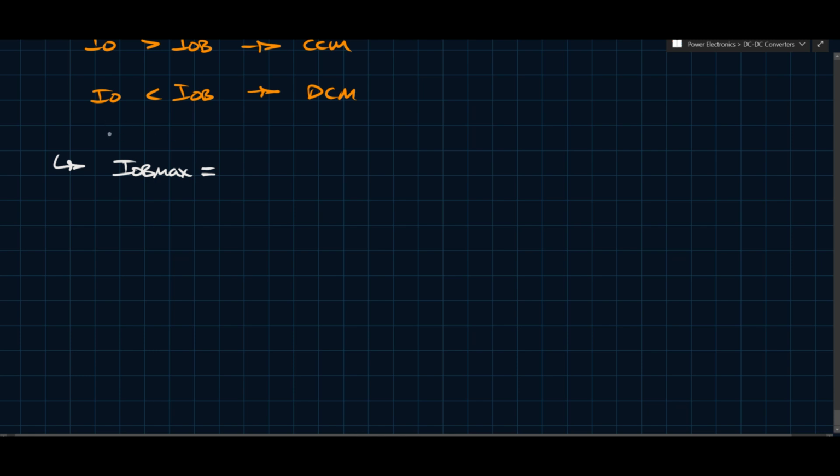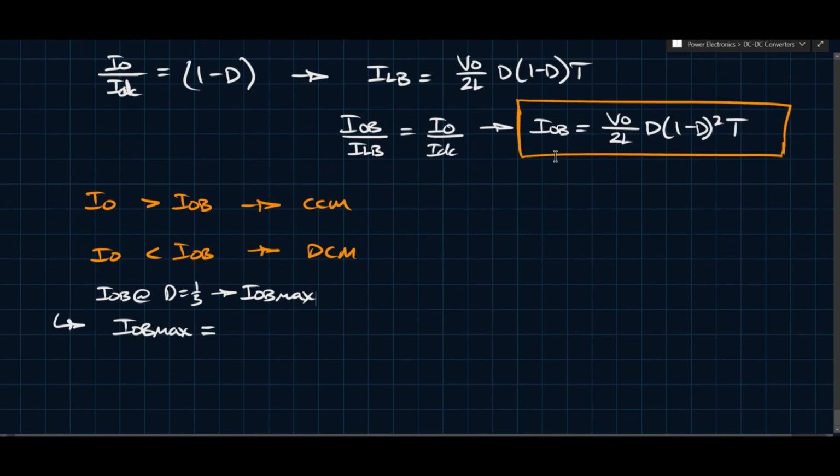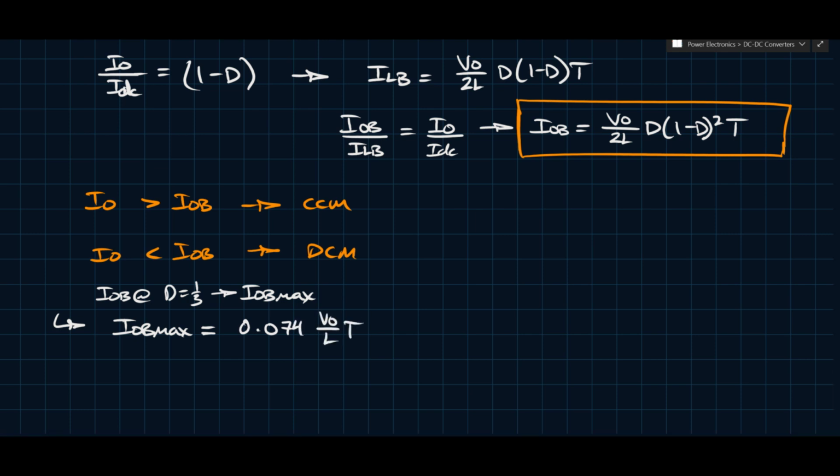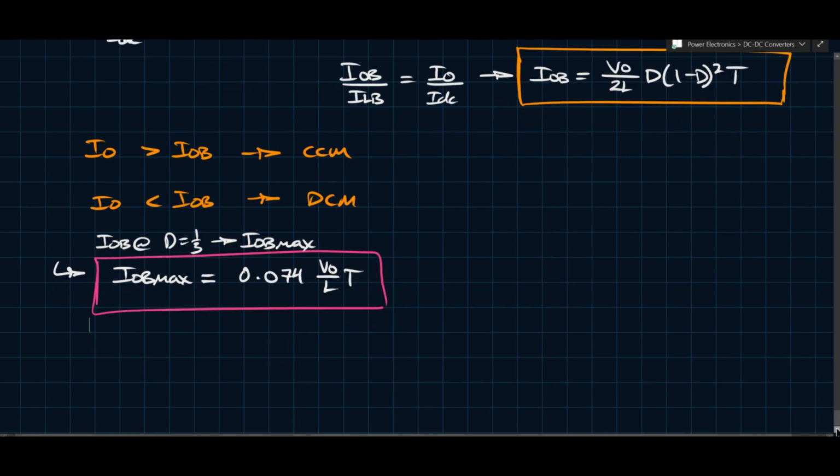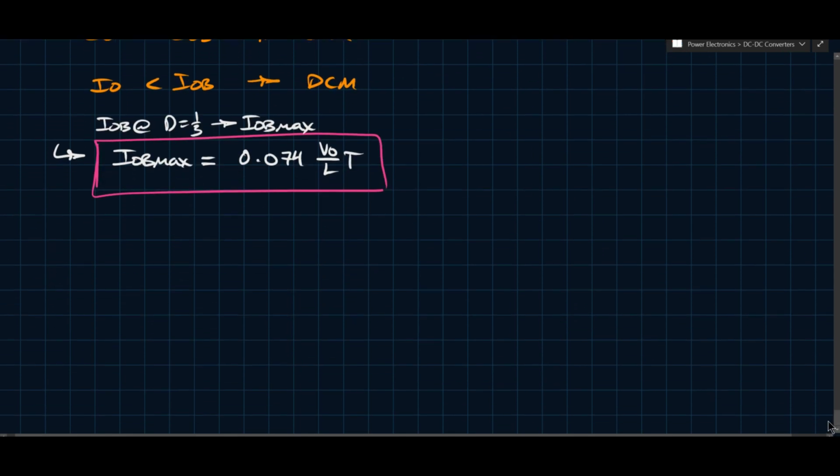Okay, so IOB at D equals 1 over 3 is IOB max, just so it's clear. And if you do that and you simplify, you substitute 1 over 3 into the equation that we just had above and simplify the result, you'll get 0.074 VO over LT. It's a really odd looking equation, I know, but it's basically a condition, right? So 0.074 is what all of the things simplify and reduce to.